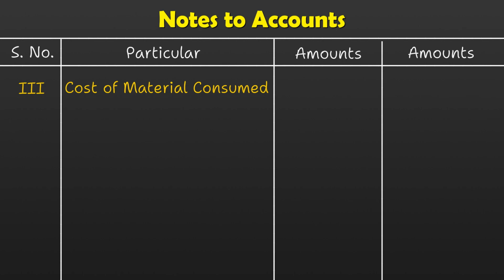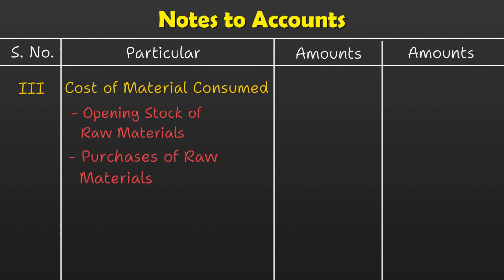Obviously, it would start with the opening stock of raw material, because the raw material which was left out in the previous year as the closing stock would become the opening stock for this particular year. And if it is becoming the opening stock for this particular year, so what will happen now? We will add this up with the purchases of raw material.